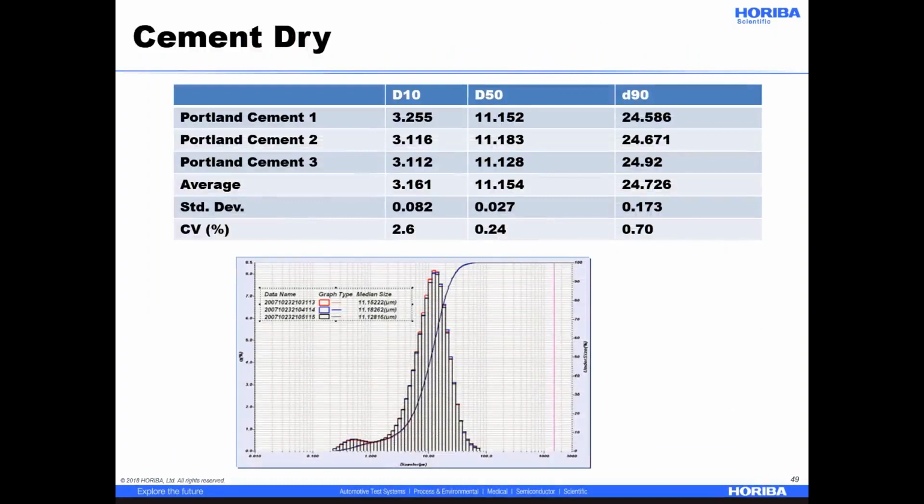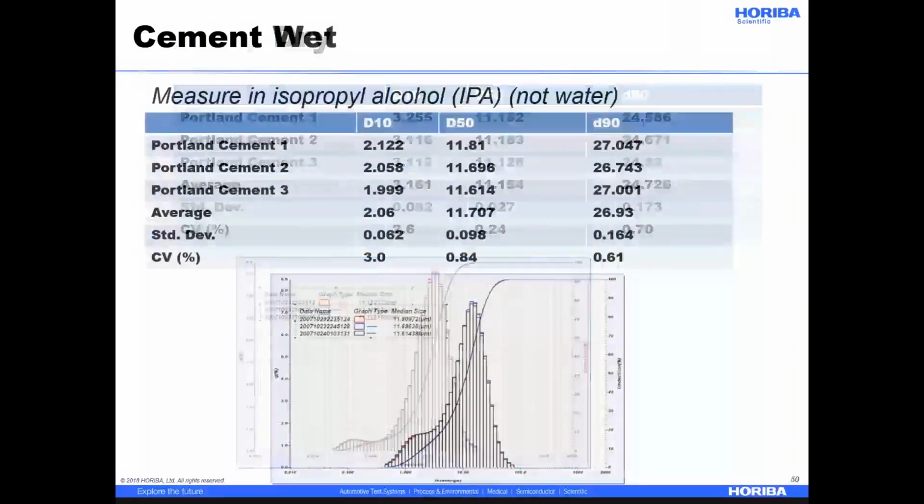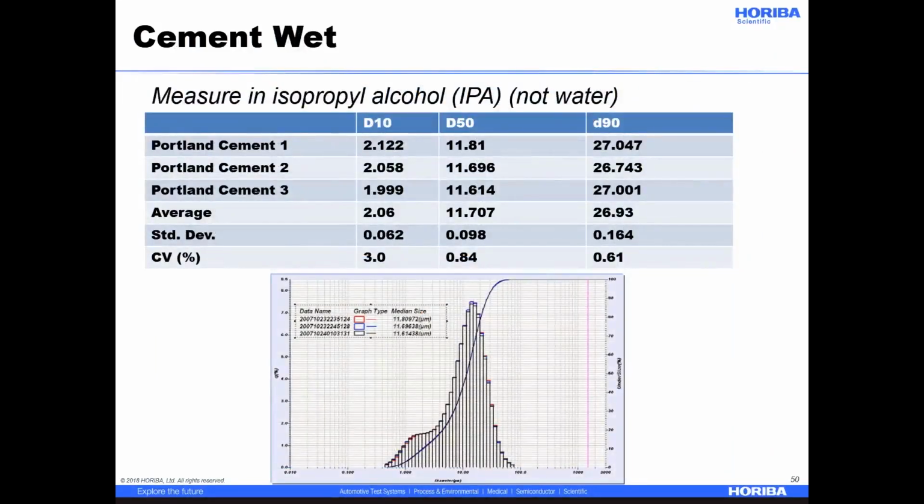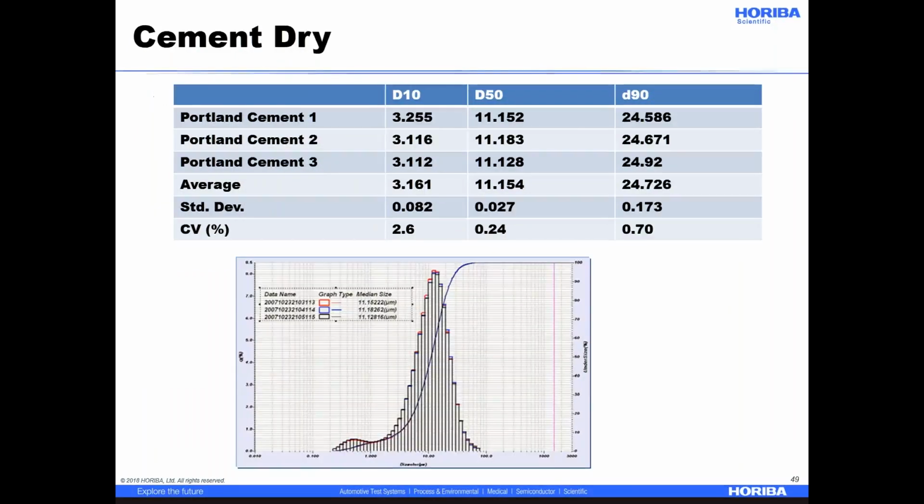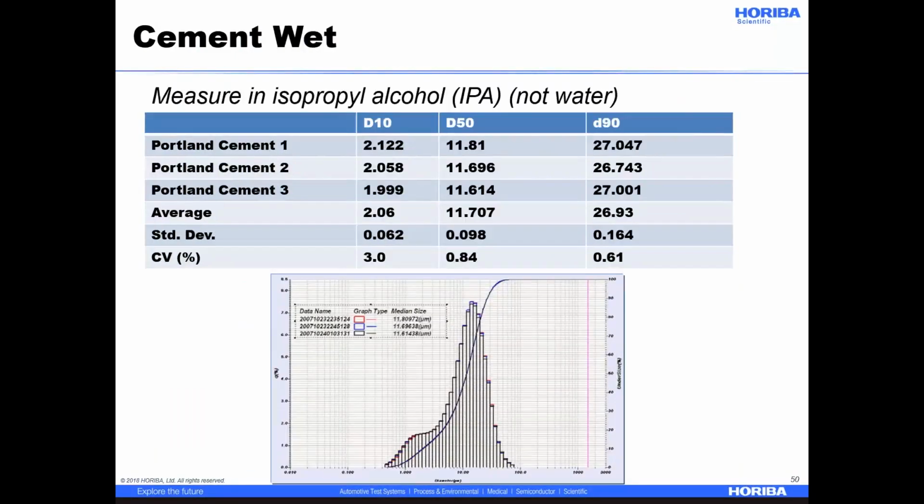Here's another result for cement, and I'll mention D50 is 11.1 microns. Again, we have that nice reproducibility, coefficient of variation 2%, almost 3% on D10, 0.2% on D50, 0.7% on D90. That was run dry. When I run wet, my D50 value is now 11.7, and before it was 11.1. This really makes me feel good because it means that I'm measuring the same sample with 2 different dispersion approaches and getting the same numbers. So that points to both methods being good. Again, I have nice repeatability, 0.8% coefficient of variation on D50, 3% on D10, 0.6% on D90.